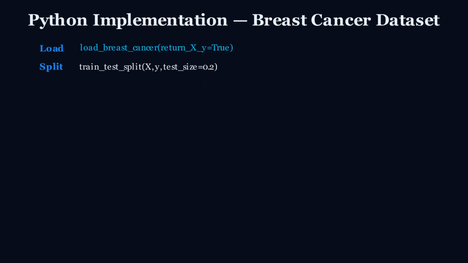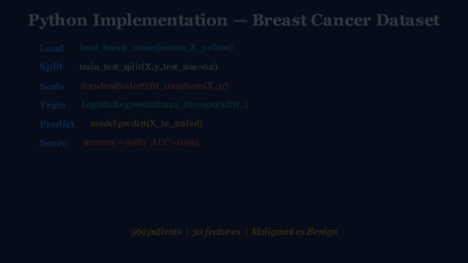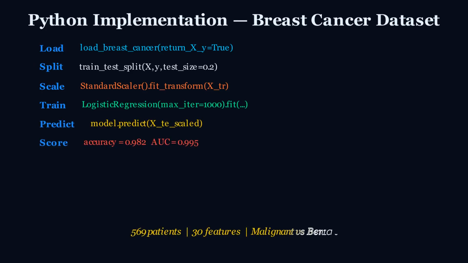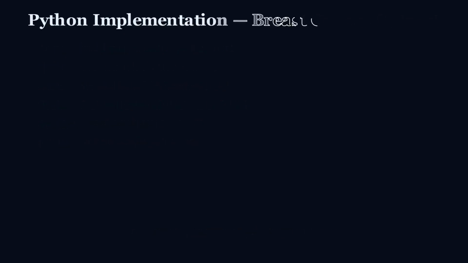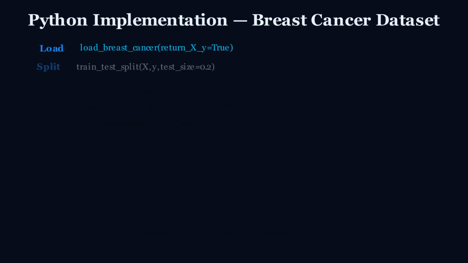Let us implement this in Python. We use the breast cancer Wisconsin dataset, 569 patients, 30 features, binary outcome, malignant or benign. Step 1. Load and split the data. 80% training, 20% testing. Step 2. Standardize features. This is essential for gradient descent convergence.